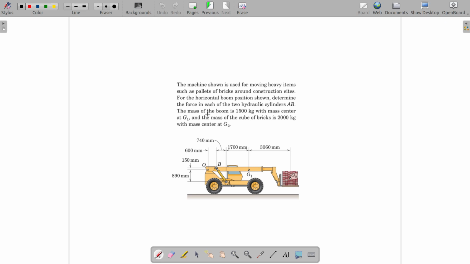So mass of the boom is 1500 kilogram with the mass center at G1, and the mass of the cube of bricks is 200 kilogram with the mass center at G2. So there are two mass centers which have a certain mass, and this combined weight causes a force in the member AB, and we need to calculate it.